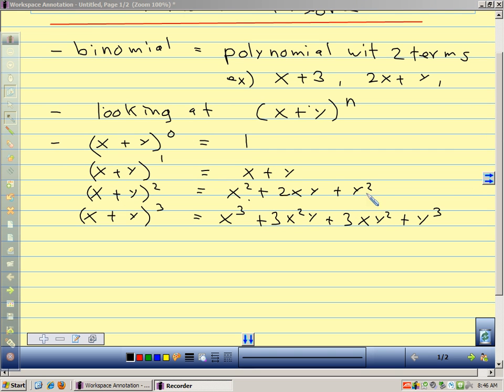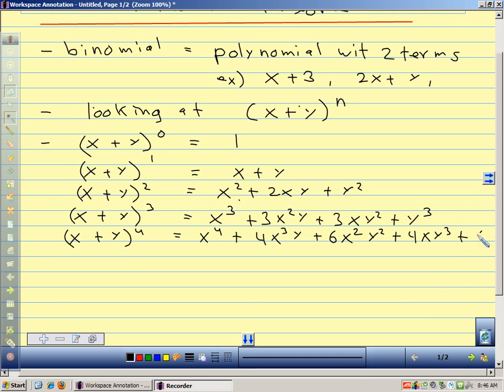Let's look at a couple more. X plus y to the fourth equals x to the fourth plus 4x cubed y plus 6x squared y squared plus 4x y cubed plus y to the fourth.